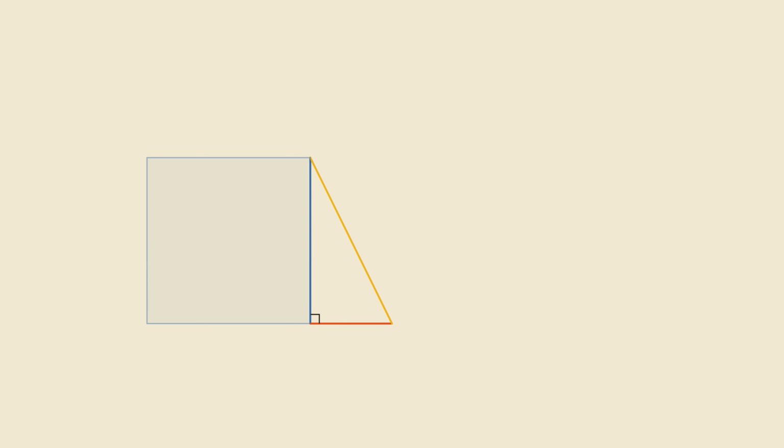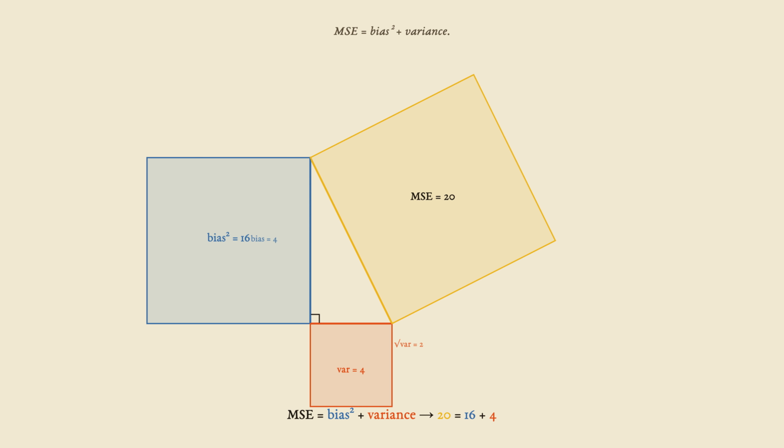Relabel. Blue leg, the bias, how far the mean prediction sits from truth, 4 units. Red leg, the standard deviation of predictions around their own mean, 2 units. Yellow hypotenuse, total error. Blue squared plus red squared equals yellow squared. 16 plus 4 equals 20. MSE equals bias squared plus variance.